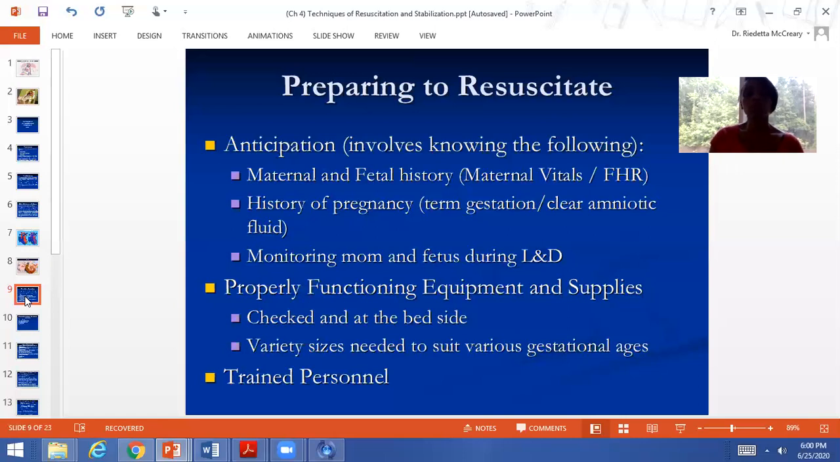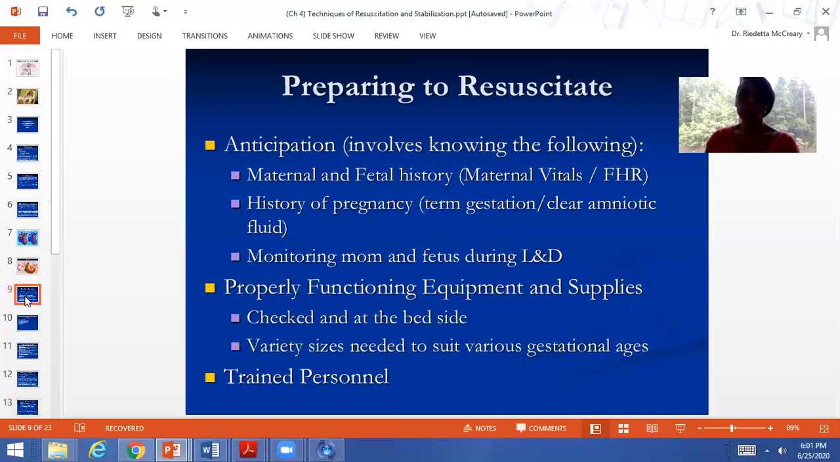Then you want to know about how the mom and the fetus are doing during the labor and delivery phase. How is the baby responding to the contractions and so forth? Is mom on any intervention? Sometimes moms have to be placed on oxygen. Their heart rate and blood pressures may be affected due to the stress that's being placed on their bodies trying to get rid of this fetus. So all those things are good information to have so that you know what you're walking into.